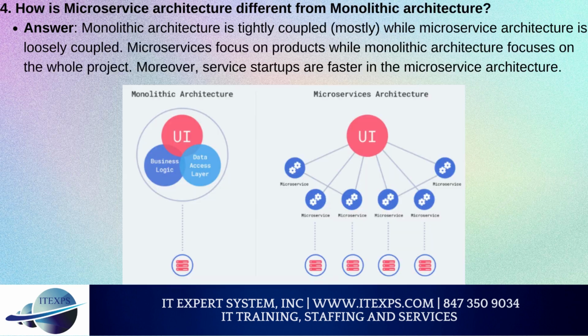4. How is microservice architecture different from monolithic architecture? Answer. Monolithic architecture is tightly coupled mostly, while microservice architecture is loosely coupled. Microservices focus on products while monolithic architecture focuses on the whole project. Moreover, service startups are faster in the microservice architecture.